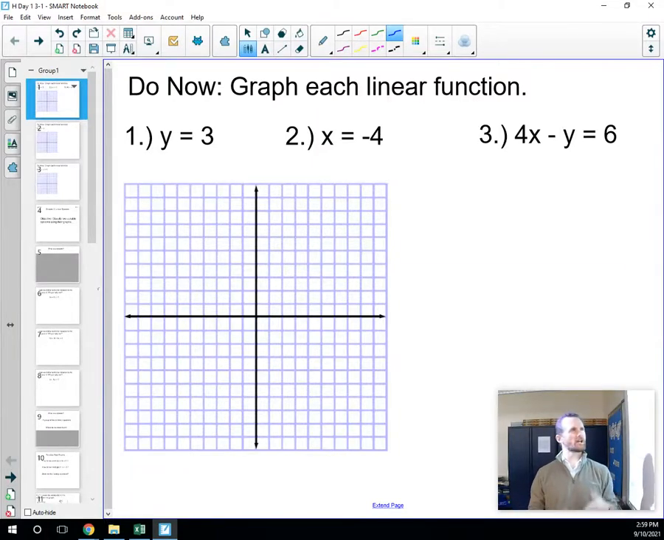So pause the video right here, give these three problems a shot, and come back when you think you have an answer. We're going over it in 3, 2, 1, let's go. So the directions say to graph each linear function.